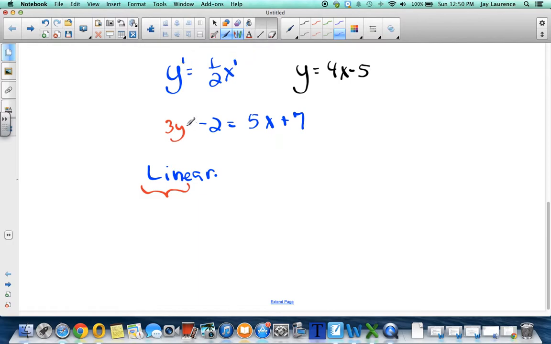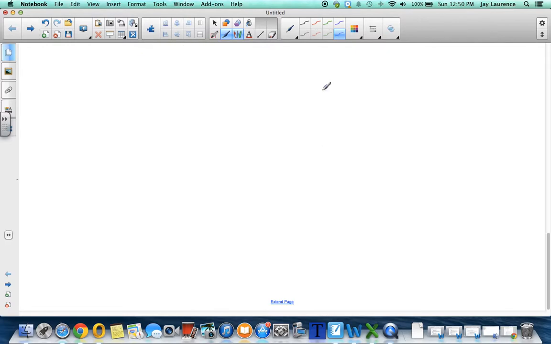They all have a 1. When we don't see an exponent, we assume it to be a 1. Okay? So those are all linear equations. But not everything moves in a linear path.